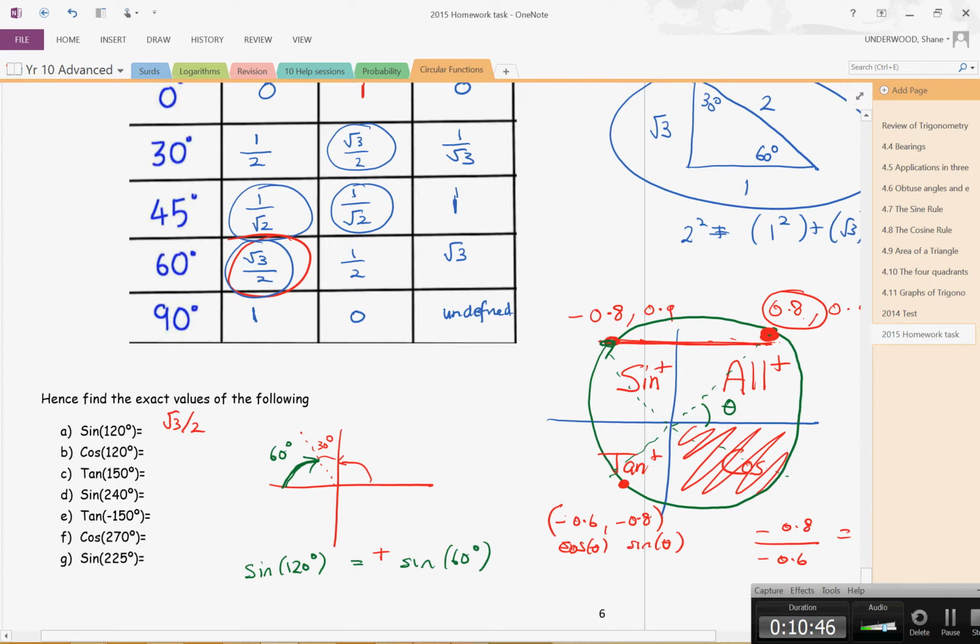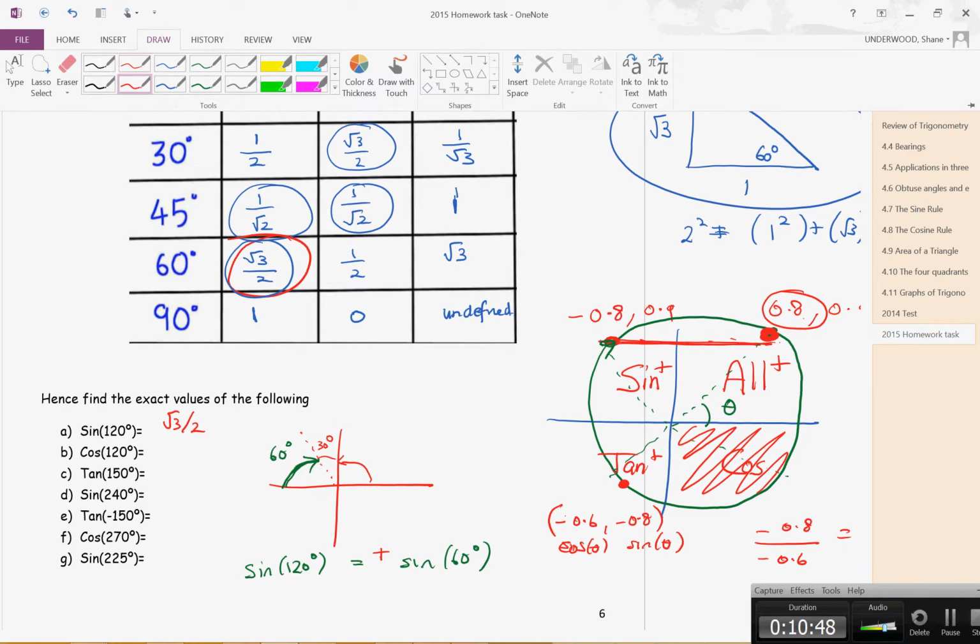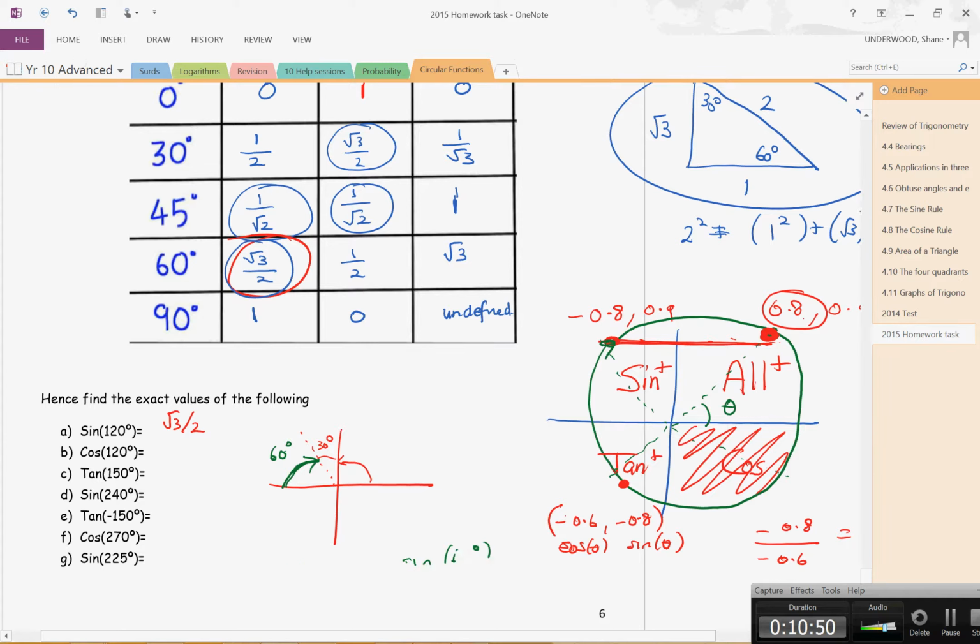Now, let's go ahead and do cos of 120 degrees. Now, cos of 120 degrees is a little bit different. It's still the same angle, but cos of 120 degrees is this time we've got to go... It's the same reference angle.